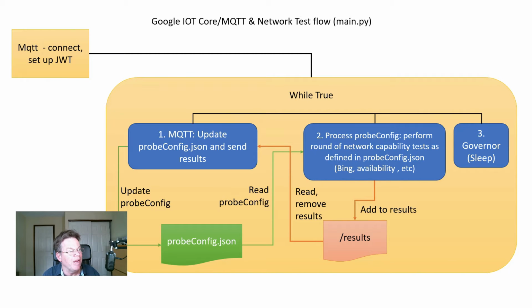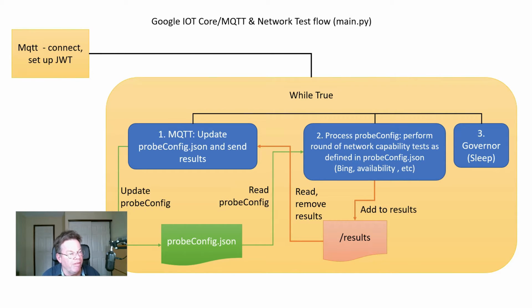Basically there will be a main loop running continuously that's called main.py. It gets run automatically with MicroPython devices on boot up. This loop will perform 3 main actions. So the first action, it's going to perform all the MQTT based communication with Google IoT service.